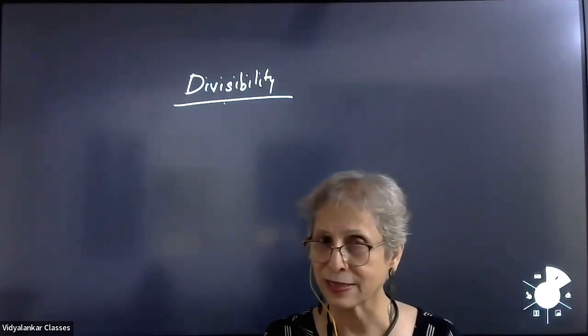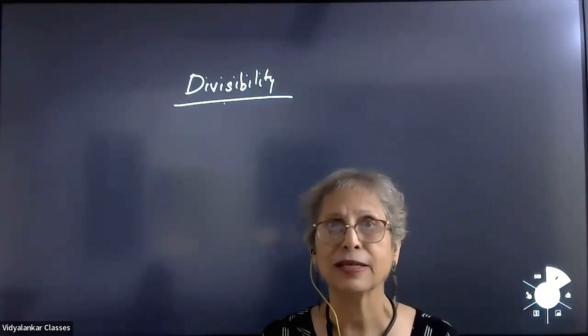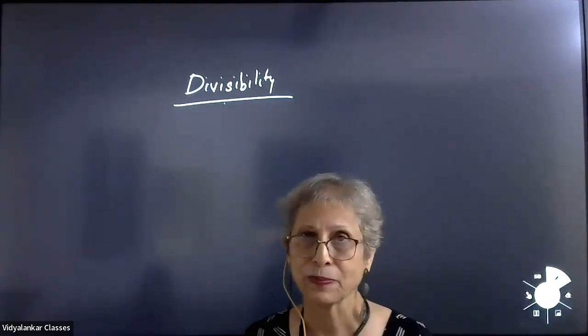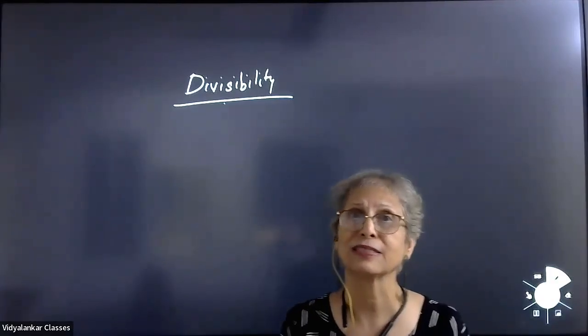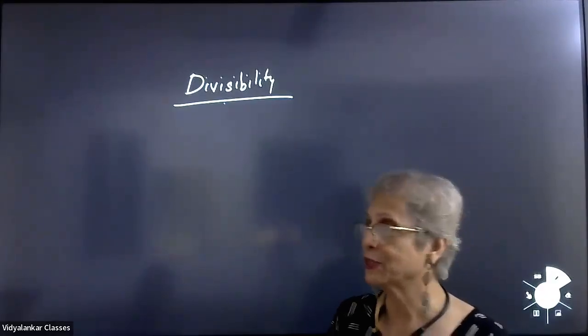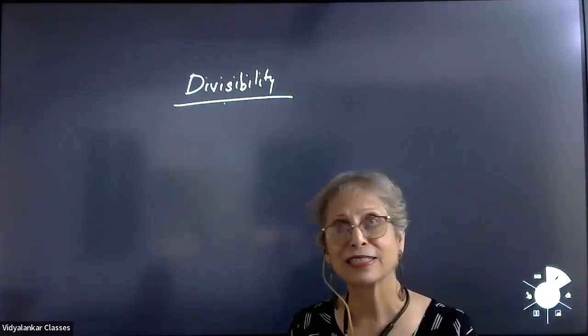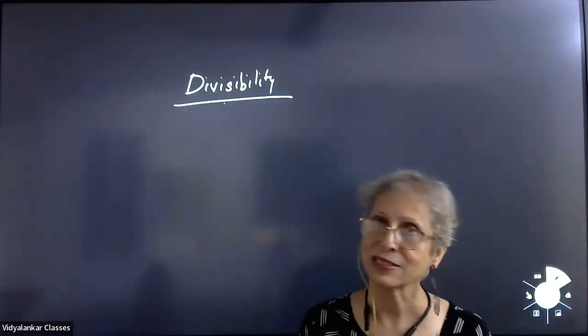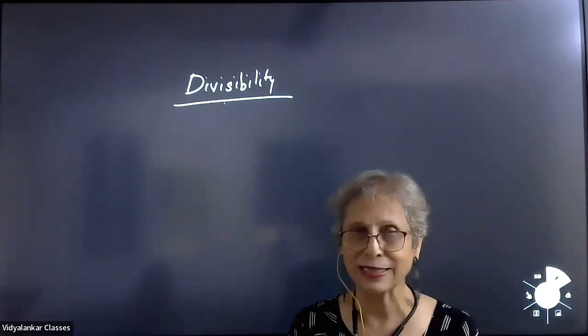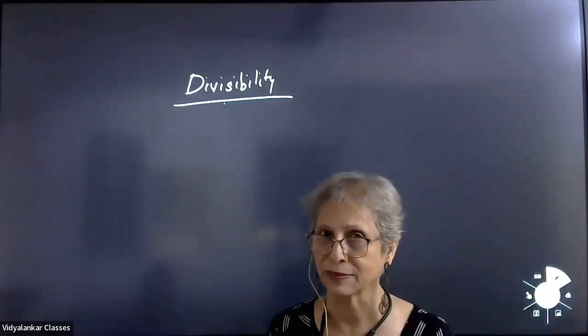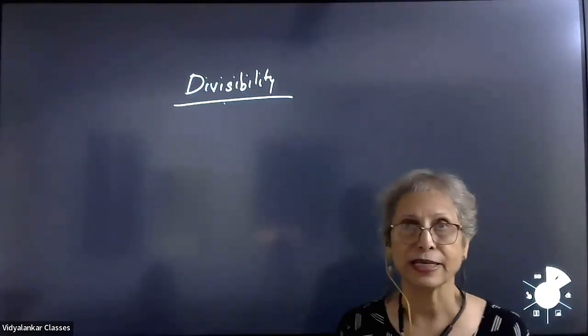If the unit place digit is even, then it is sure that the number is divisible by 2. If the unit place digit is 5, it is sure that it is divisible by 5. And if the unit place digit is 0, it is divisible by 2 as well as 5, that is 10. So these three tests, we don't have to do anything. Okay. Now let us move to the next.